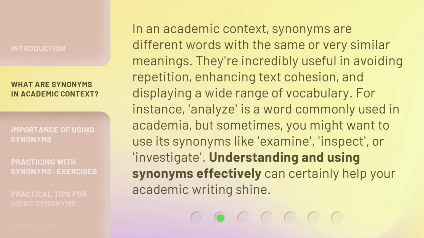In an academic context, synonyms are different words with the same or very similar meanings. They're incredibly useful in avoiding repetition, enhancing text cohesion, and displaying a wide range of vocabulary. For instance, analyze is a word commonly used in academia, but sometimes you might want to use its synonyms like examine, inspect, or investigate. Understanding and using synonyms effectively can certainly help your academic writing shine.